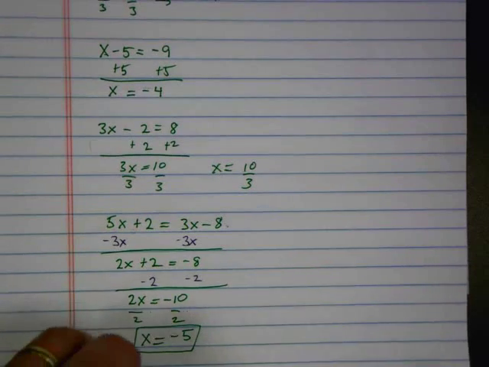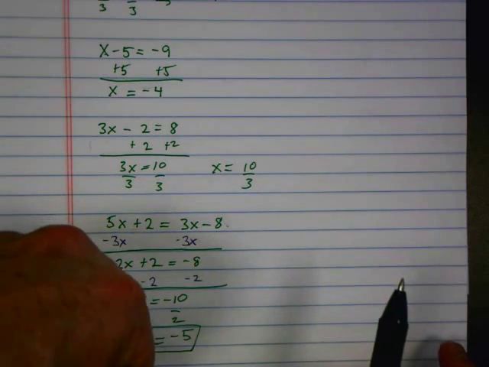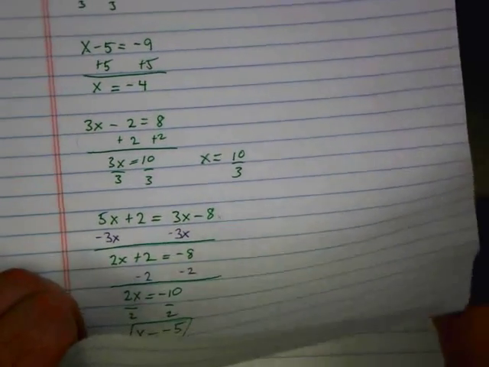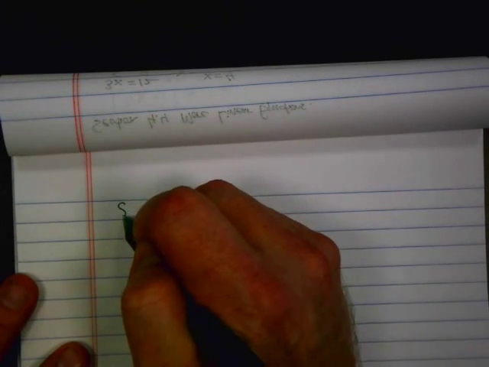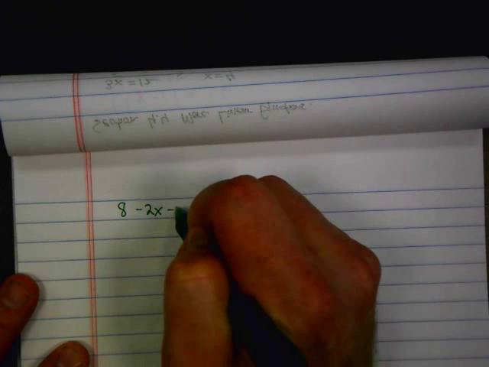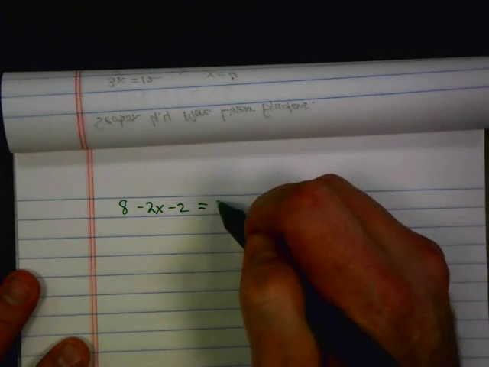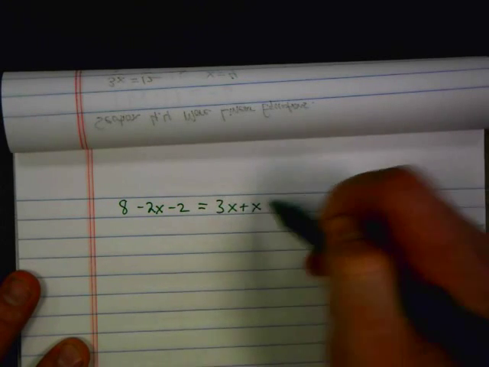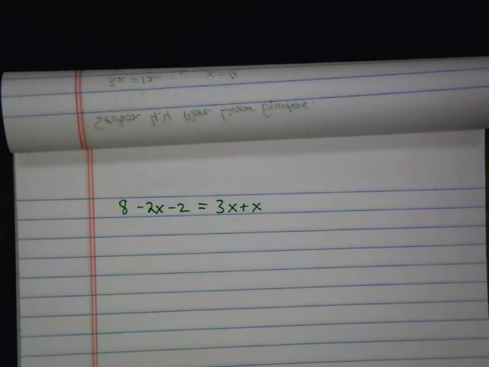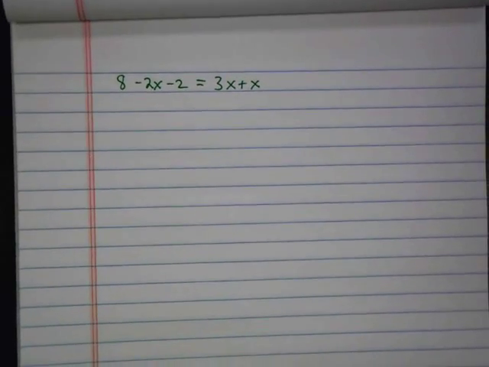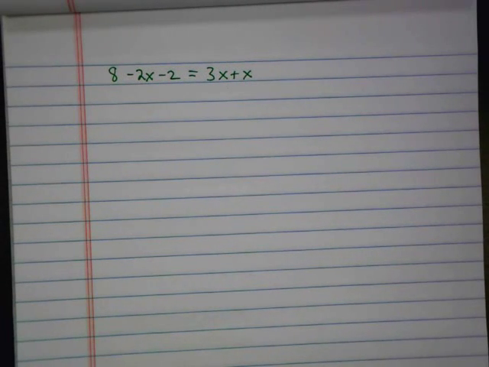Okay, what if it's even more complicated than that? What if we have 8 minus 2x minus 2 equals 3x plus x? Did you combine like terms? Now, when we did the last problem, we called it combine like terms. What do you mean this time when you say combine like terms?